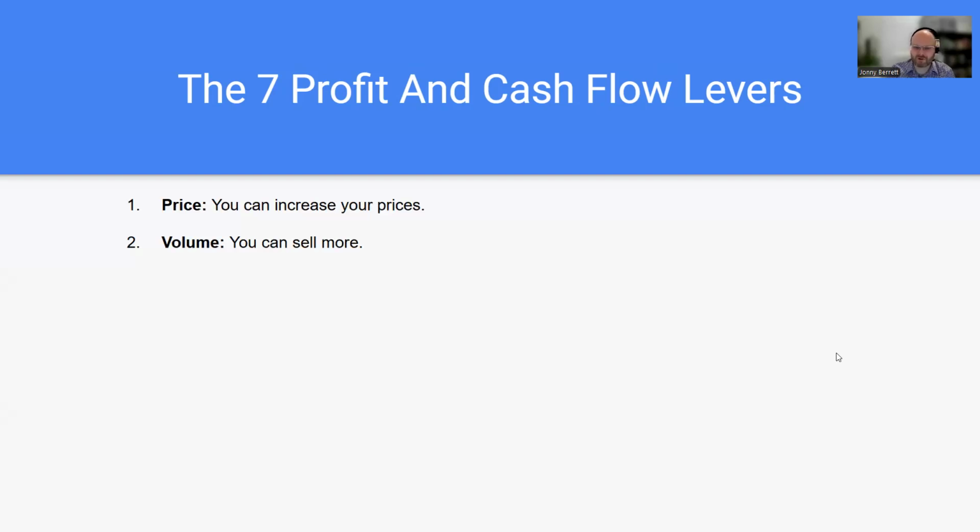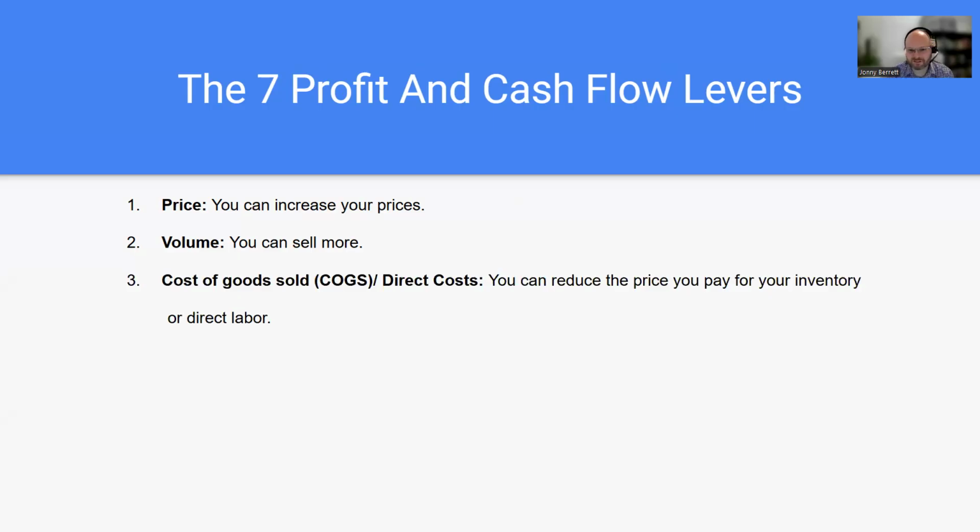If you are currently profitable and you expand and you're selling more, bringing in more revenue, then that should increase your profit as well. Cost of goods sold and direct costs. So the next one is you can reduce the price you pay for your inventory. So the amount you're purchasing parts for, or you could pay less for direct labor, meaning you could make your labor more efficient. And by doing that, the costs would be reduced and the profit would increase.